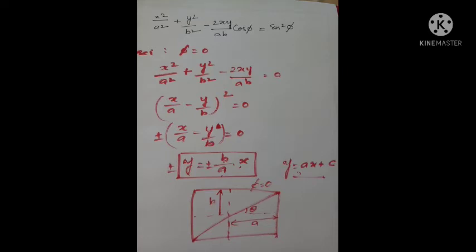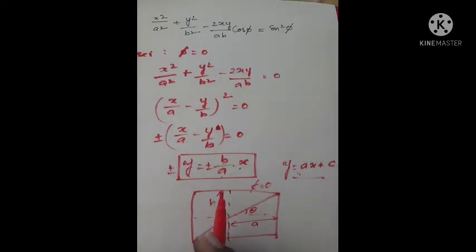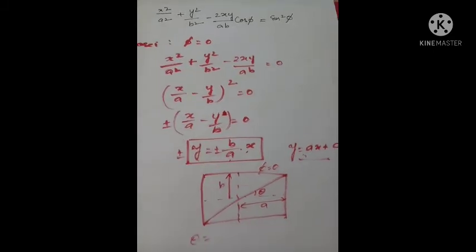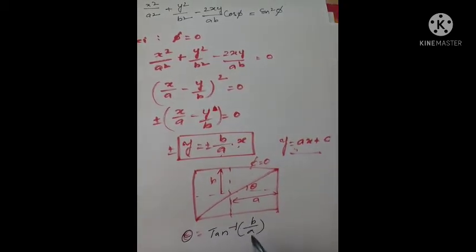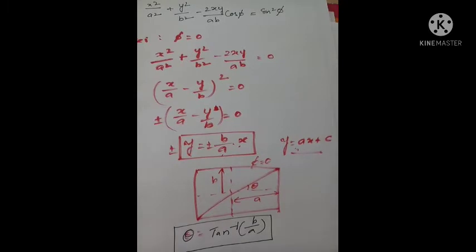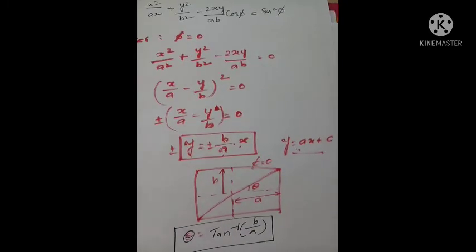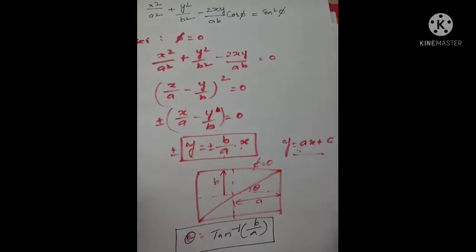So this is case 1. Now let us see case 2. But first, one more thing: the angle between them, the angle theta, can be tan inverse b by a.